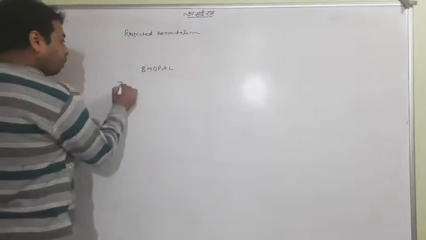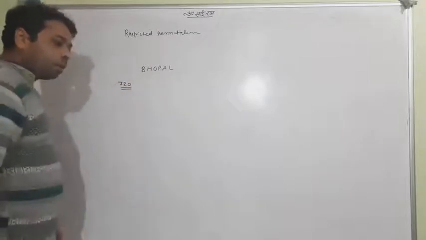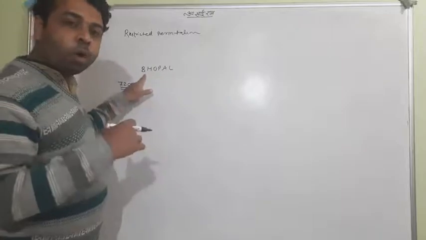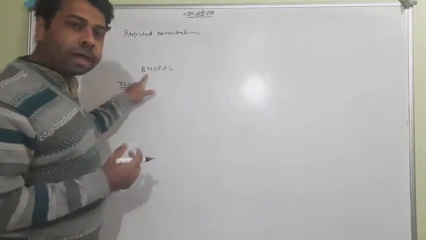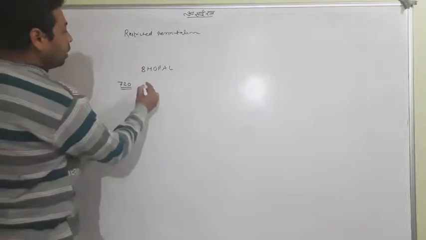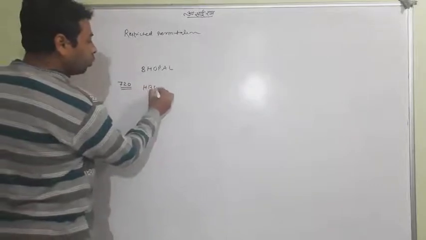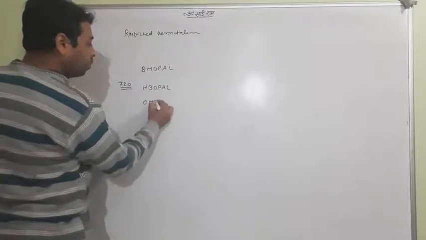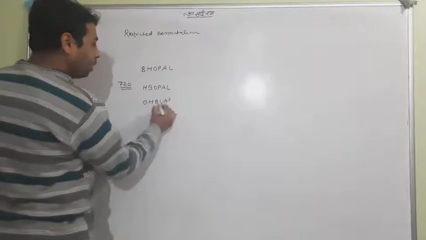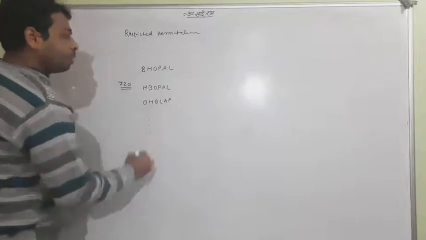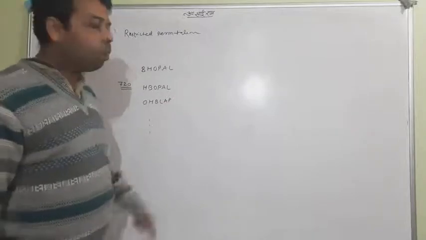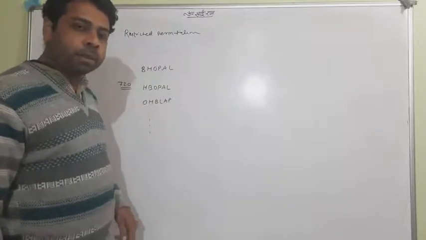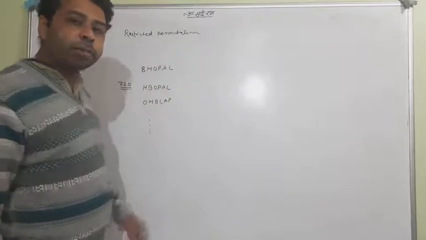In the 720 permutations, all possible arrangements of the letters will happen, like H, B, O, P, A, L, like O, H, B, L, A, P. You can understand that all possible arrangements of the letters happen and 720 words can be formed.